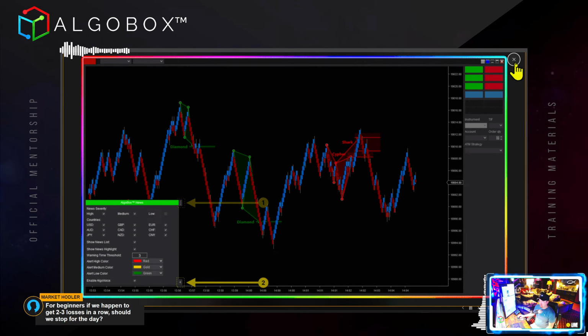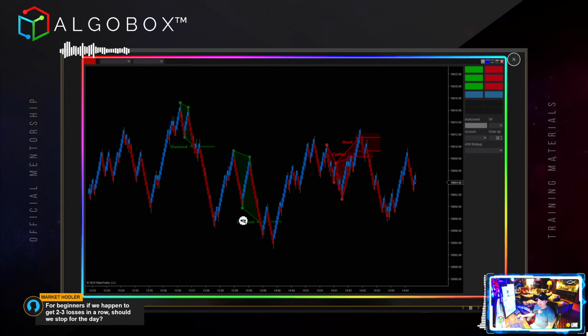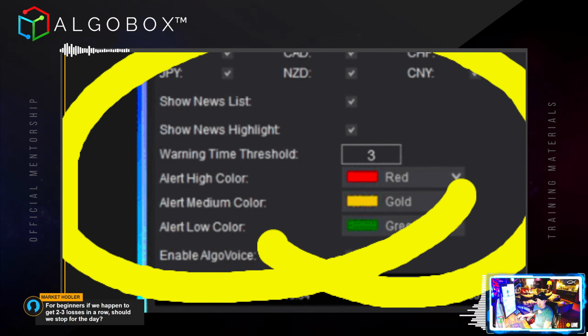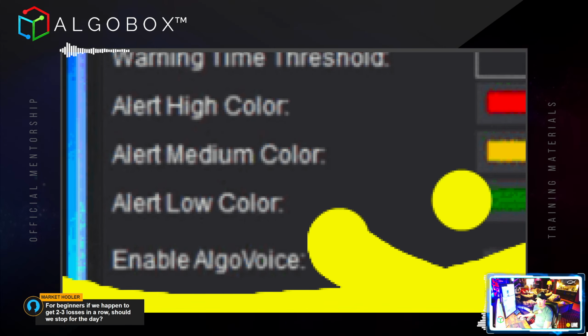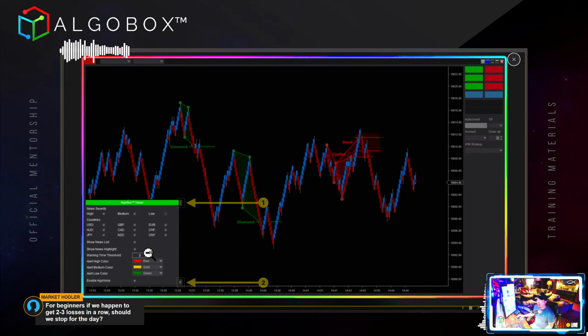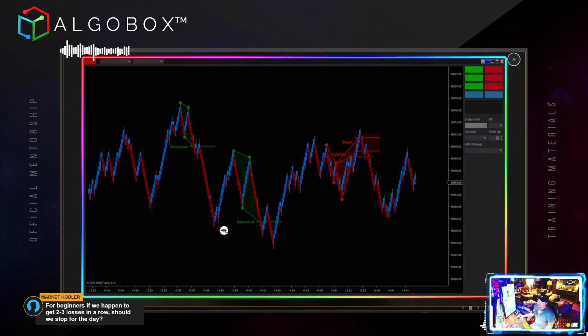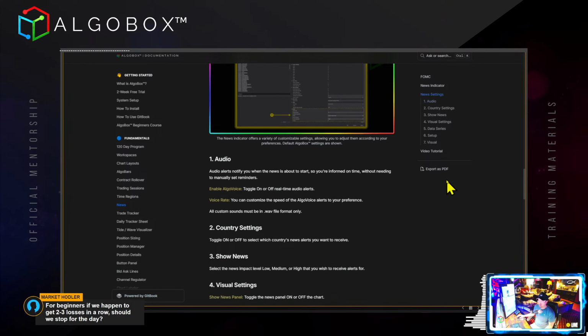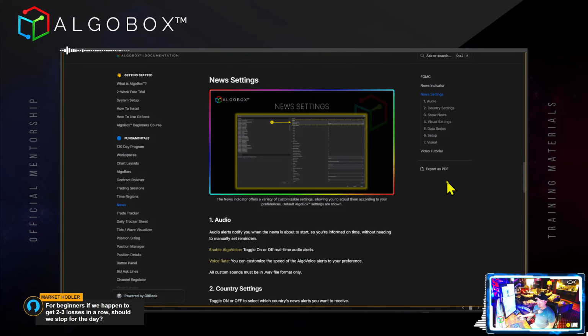It will draw it a couple minutes ahead for you if you have the setting turned on right here with the warning time threshold. You want to set this to more than 3 minutes ahead. I think I have mine set to 5 on the live stream. Actually, I think I set it to 10 minutes ahead. So I got mine set to 10, but take your pick on how and when you want to be alerted for the news in real time from your charts.